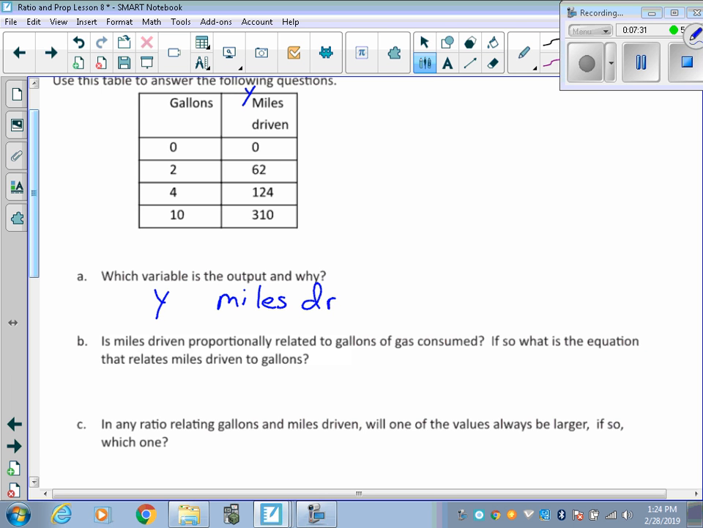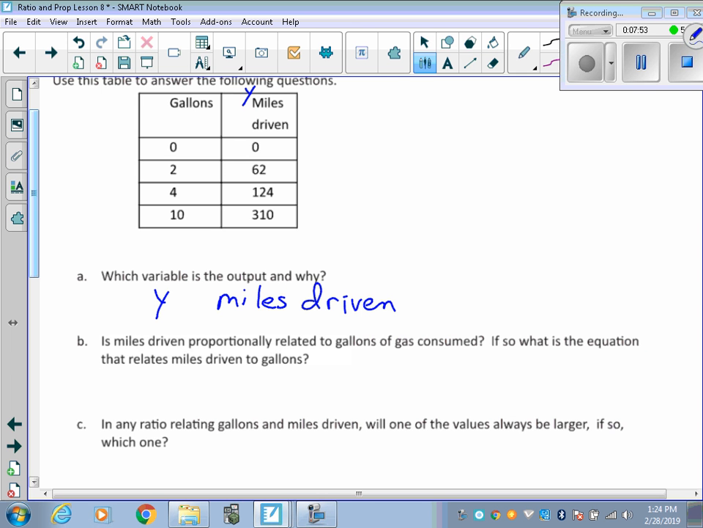And actually it makes sense here, because you put gas into the car to be able to drive the car. So y is your variable, and it's always on the right-hand side, which is your miles driven, and you put gas in to be able to drive miles.